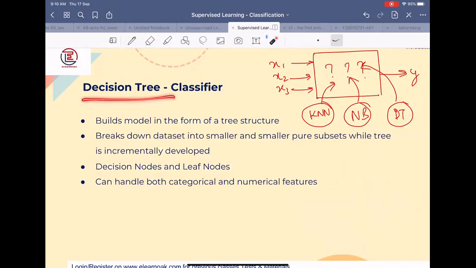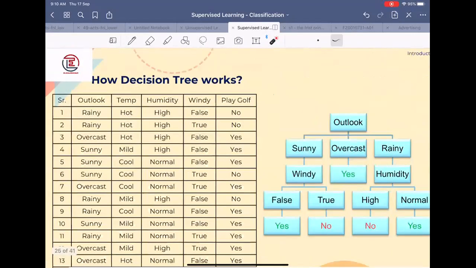And a decision tree can handle both categorical and numerical features. So in today's discussion, we will keep our discussion limited to categorical because it will help us understand what is happening. But decision trees can handle both numerical and categorical features. That's a small introduction. Let us now get inside the decision tree.